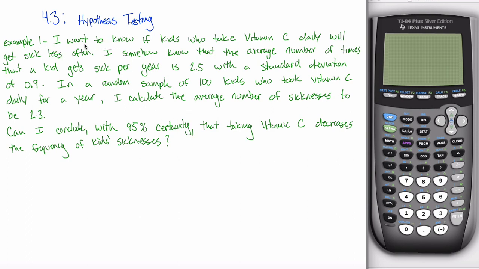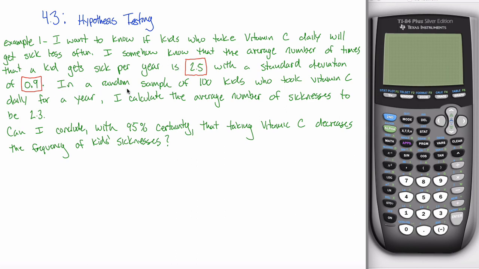There's something that we want to study. In this case, it's vitamin C, and whether kids who take vitamin C get sick less often. And we make these assumptions. We say that we somehow know that the average number of times a kid gets sick per year is 2.5. So this right here is a population average, has nothing to do with vitamin C. This is all kids here. And a standard deviation of 0.9. So we have these population parameters here that are given to us in the problem.